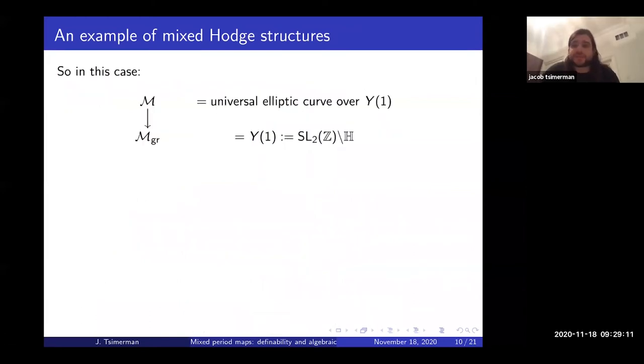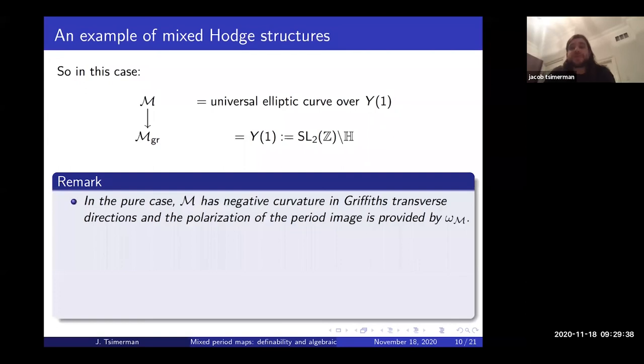And so we're going to think of it this way. We have the entire moduli space of mixed Hodge structures, and that maps down to the moduli space of the graded, where you just remember the graded pure Hodge structures, the graded pieces. And in this case, because the Z1 is constant, the bottom thing is just Y1, the moduli space of elliptic curves, and your mixed guy is the universal elliptic curve over this moduli space. So in this case, Griffiths transversality is automatic because it's only F0 and F1. So you don't have to worry about things being Griffiths transverse.